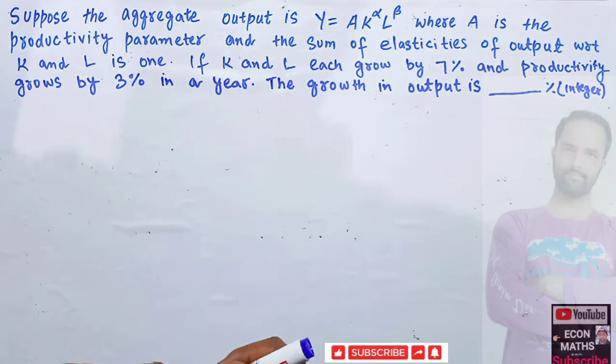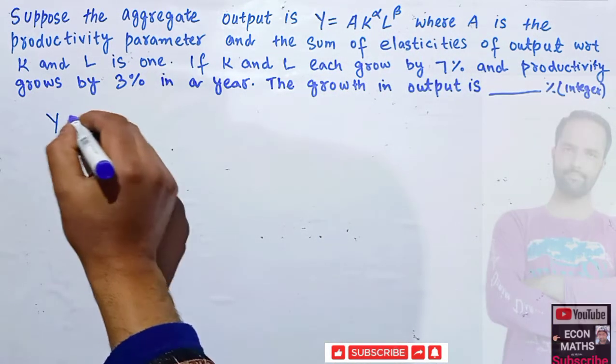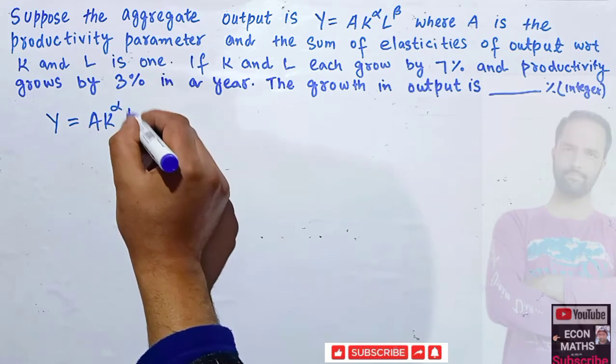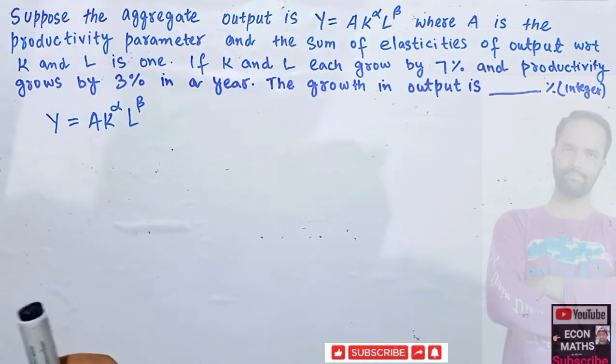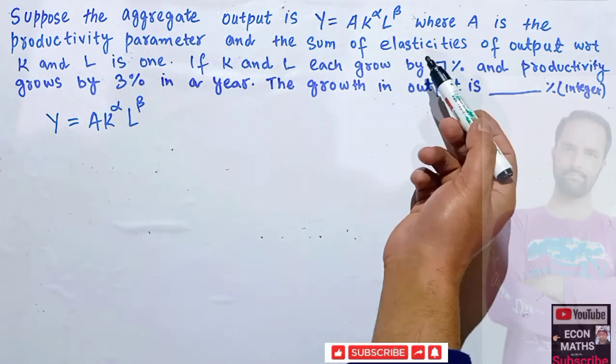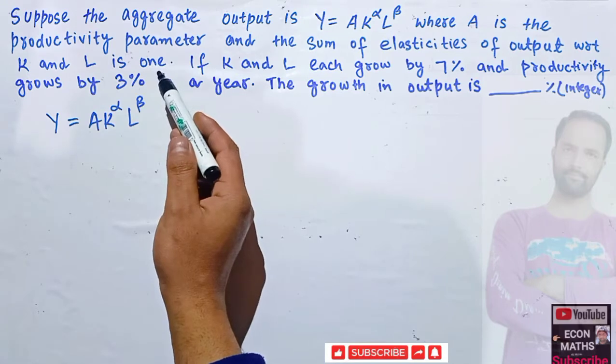So we are being given a typical Cobb-Douglas production function like this. Y = A K^α L^β. And also we are being told that the sum of elasticities of output with respect to capital and labor is equal to 1.